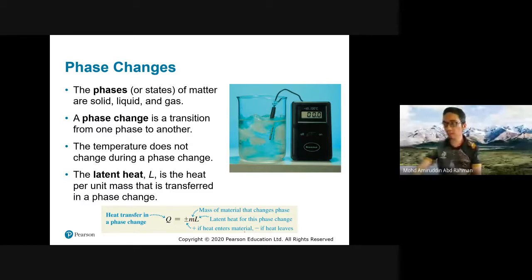If heat enters the material, let's say from ice becoming water, then heat enters because the ice will melt, so we use plus. If the heat leaves, then you will use negative. M is the mass of the material that changes phase, and L is the latent heat for the phase change.